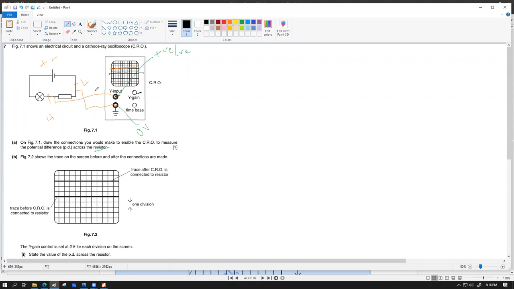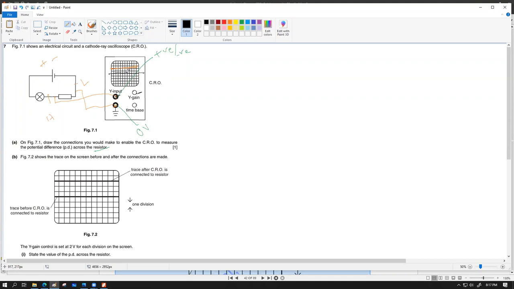If you don't change these buttons, then changing the position of these two wires is going to change the location of the trace either above or below, but the spacing, the number of divisions from the x-axis, would be the same.